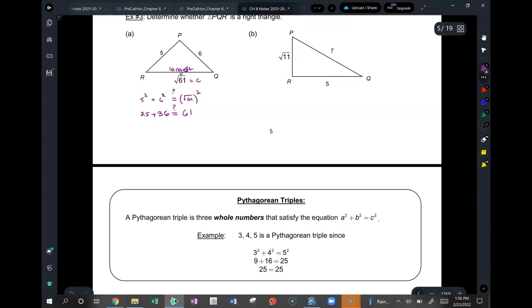And question mark, is it equal to? So here, this gives me 61. That does equal 61, so yes. Questions?